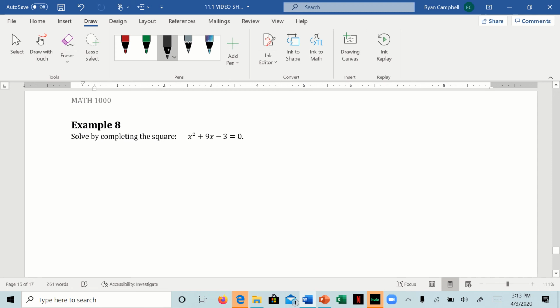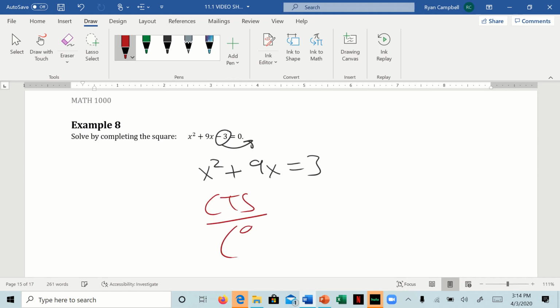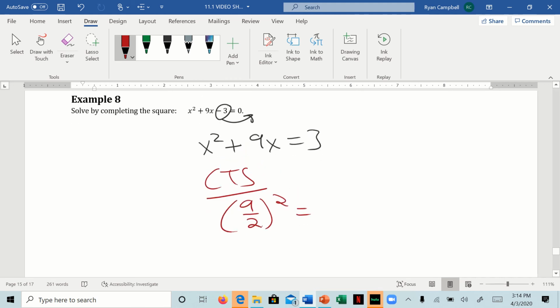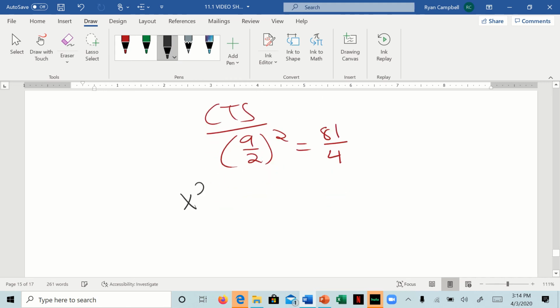All right, step 1, move the number over to the side. So we get x squared plus 9x equals 3. Step 2, complete the square. So 9 divided by 2 squared. 9 divided by 2 doesn't come out to a nice even number. So 9 squared is 81. 2 squared is 4. So we are going to add 81 over 4 to both sides of the equation.